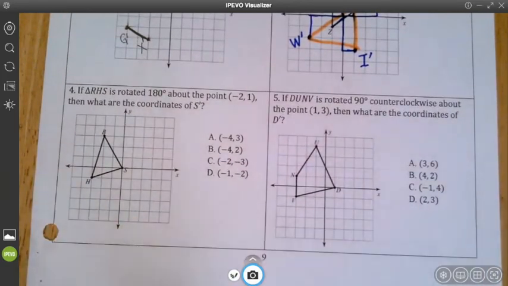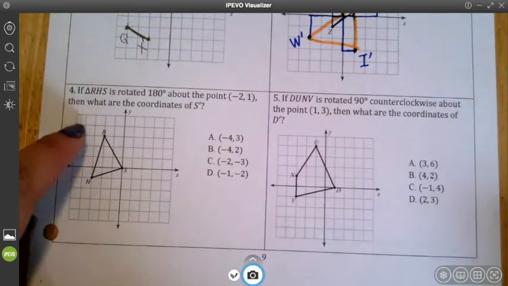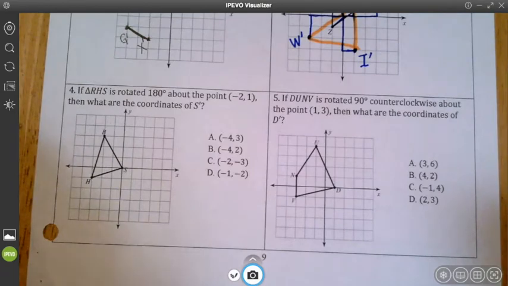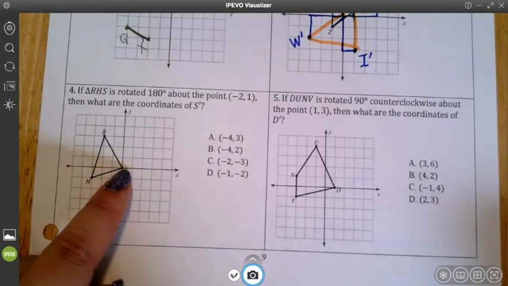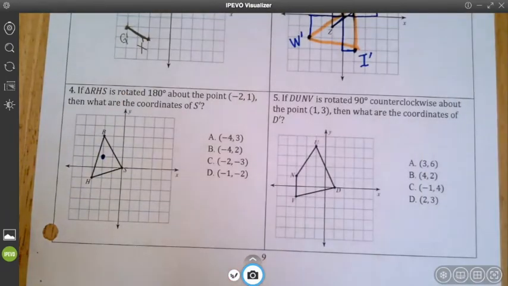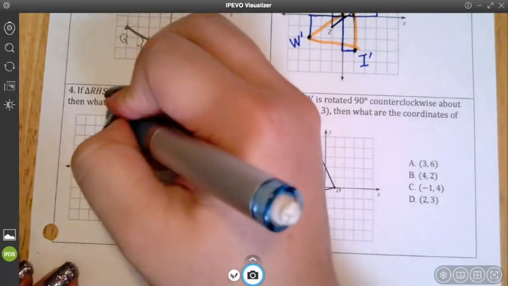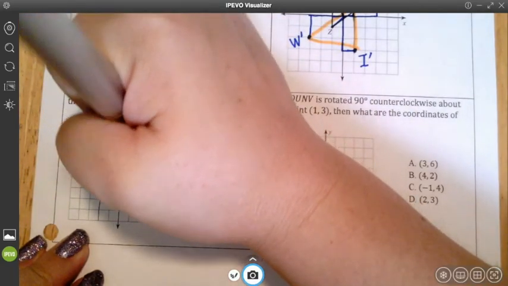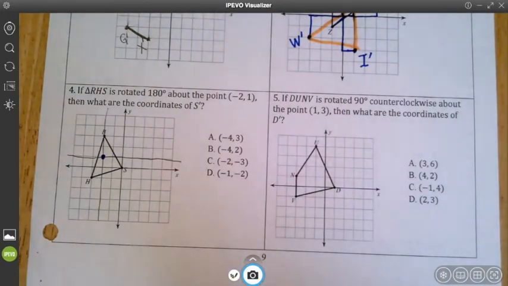Okay, I'd like you to try this next example and then we'll run through these two together. For triangle RHS, it's rotated 180 degrees around the point (-2, 1). So what am I going to do? I'm going to draw in some fake axes. Here they are. And I drew them in pencil because I am going to erase them at the end.